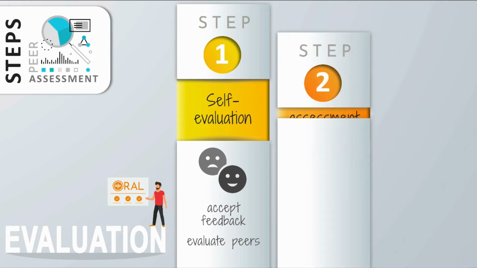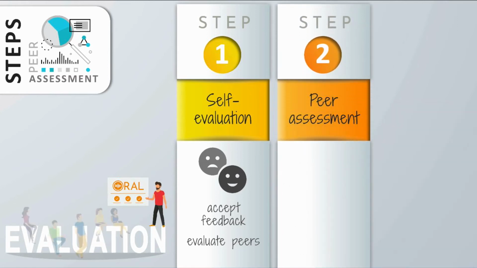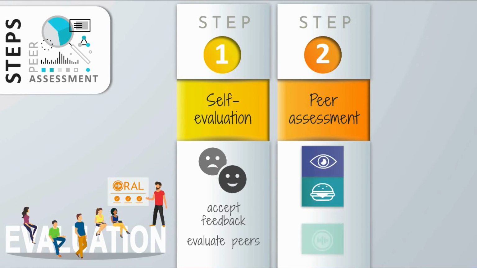Step 2. Peer assessment. Subsequently, students in the group share their observations with the student who spoke by putting into practice the 4 teachings received: objective observation, sandwich feedback, naming the oral component, and avoiding generalizations.